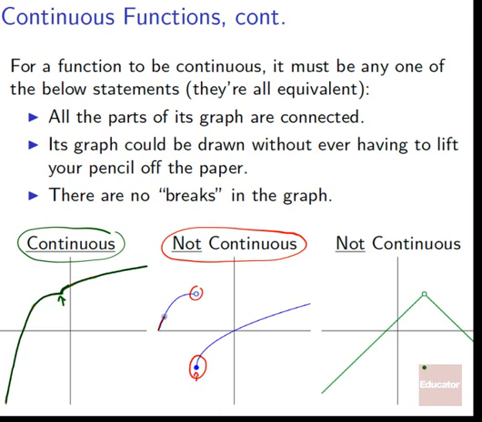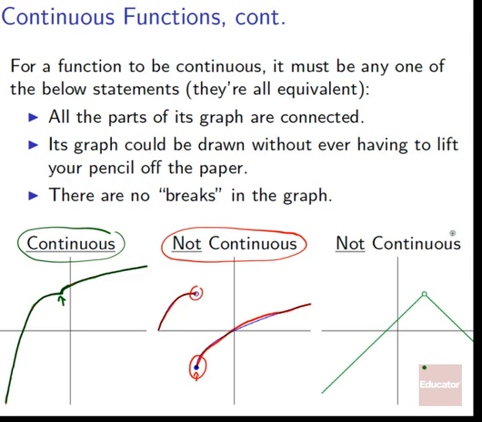If we were to try to draw this, we could get up to here, but to go any farther, we'd have to lift our pencil up, move down, and now start down here, so we'd be in a totally different place. There's a break in the graph. The parts of the graph are not connected. It's not just one nice connected curve. It's not a continuous function.